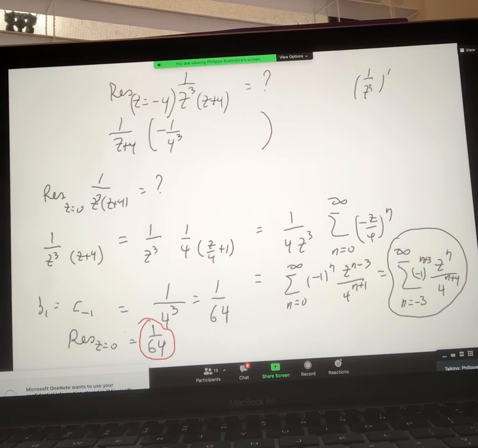The derivative of this is negative 3 over z to the 4th. So I will also have negative 3 over negative 4 to the 4th times z plus 4. And I can go on, but I don't need to go any further. I have what I need for the residue.